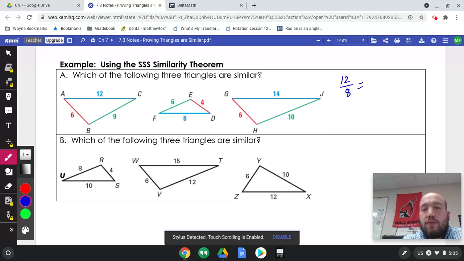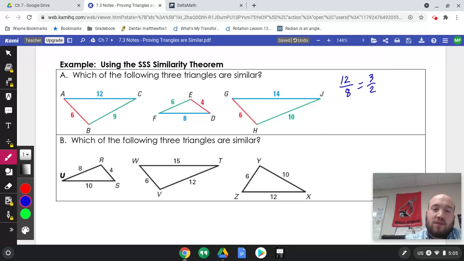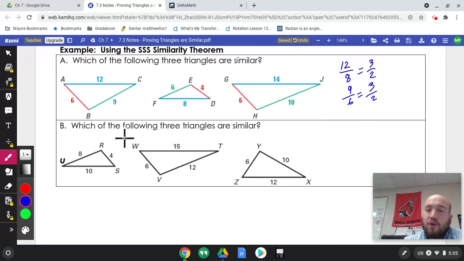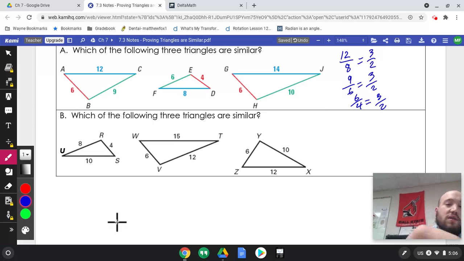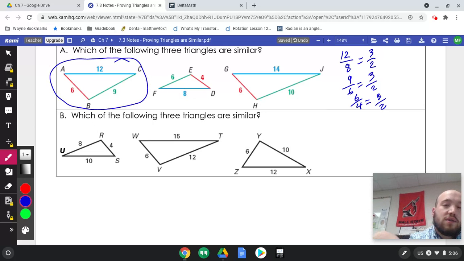that would reduce, hopefully you know 4 goes into both of those. It goes in 3 times and 2 times. Now the next one, green, so that'd be 9 over 6, and that would reduce to 3 over 2. And the final one, red, 6 over 4, that reduces down to 3 over 2 as well. So since all three sides are proportional, we can determine that these two are similar. So I can go ahead and circle this one.